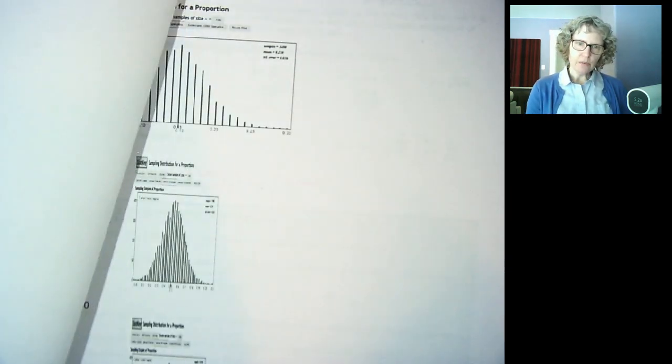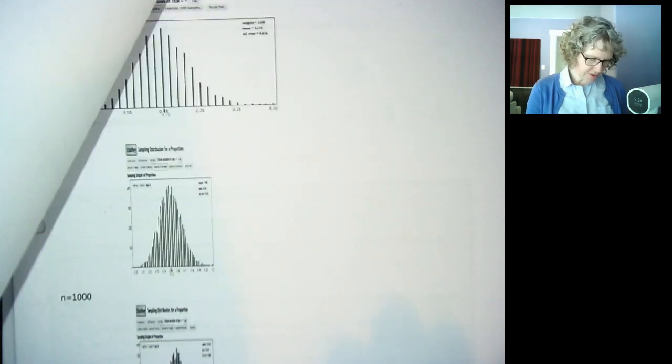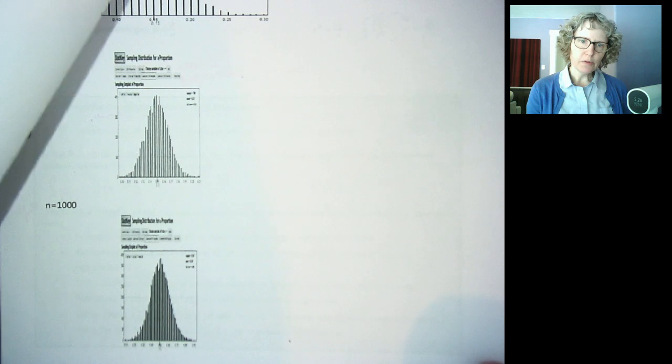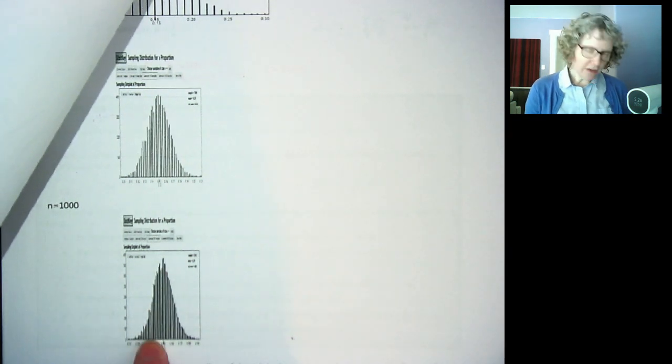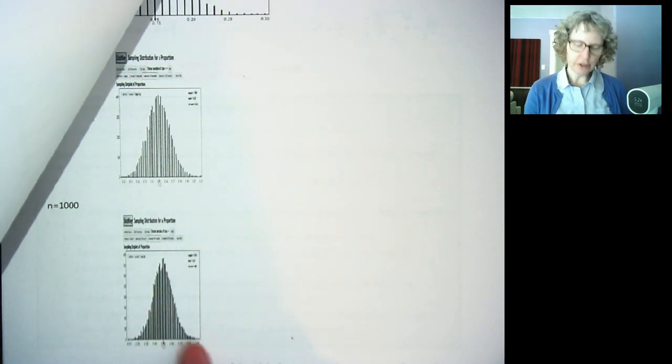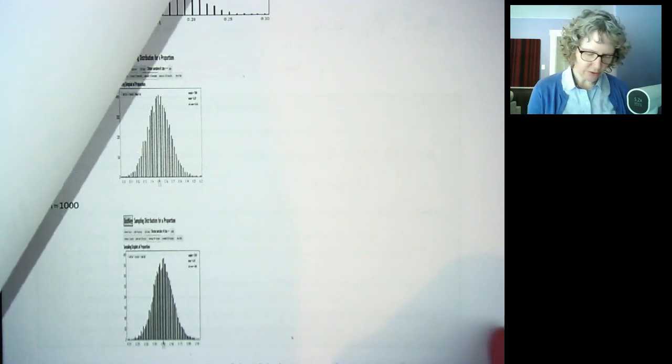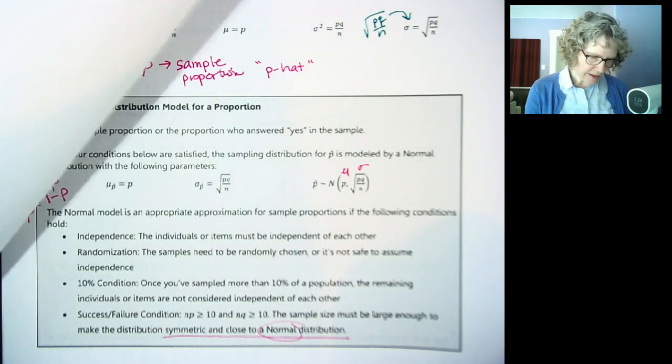So we learned about the central limit theorem, and we saw that if you take large samples, this is samples of 1,000, we saw that we had a normal curve, and we learned the formulas for the mean and the standard deviation. So we're going to be using all that today.